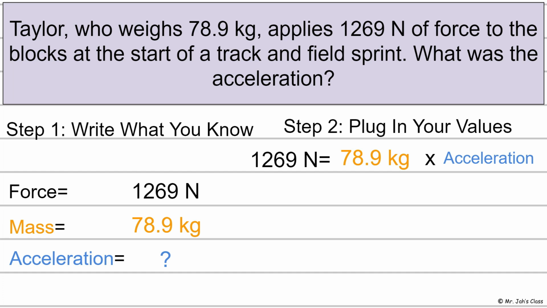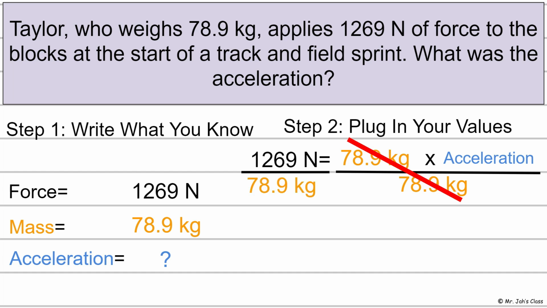We have to do the opposite operation. Acceleration is being multiplied by the mass. So we need to divide by the mass. This cancels it out, and whatever we do to one side of the equation, we have to do to the other side. So therefore, acceleration is equal to 16.08 meters per second squared. And that is how you solve for acceleration.